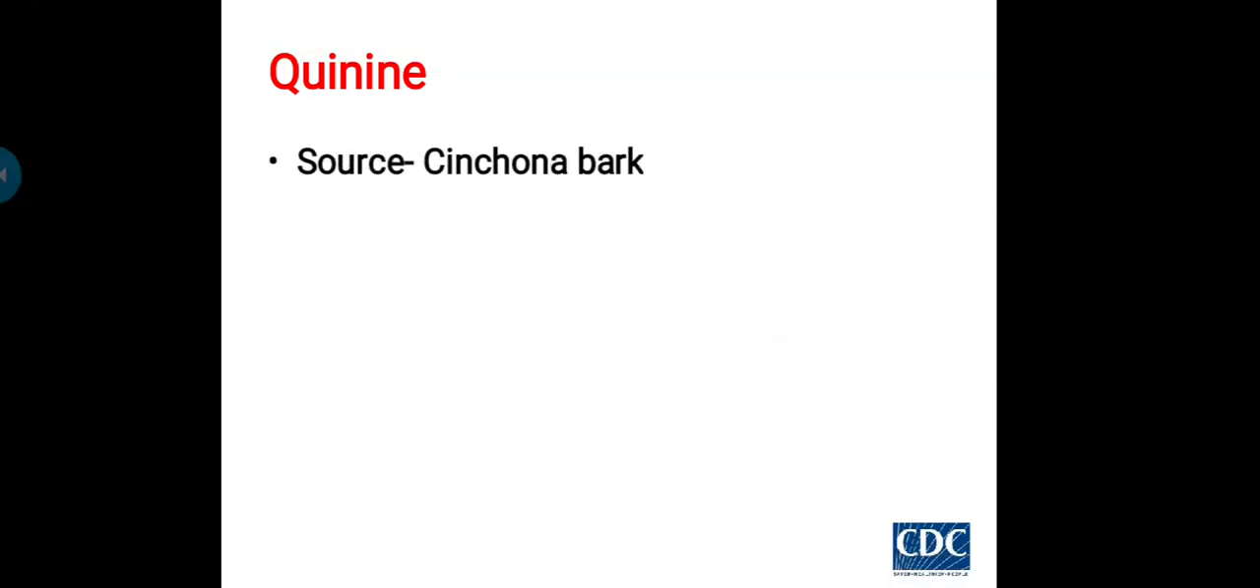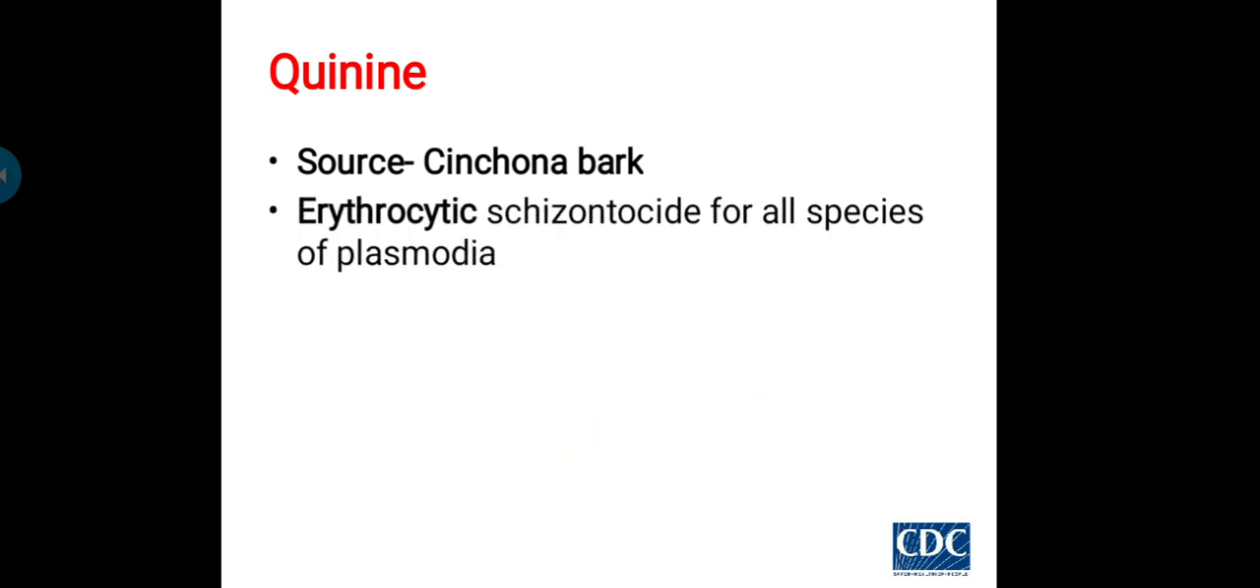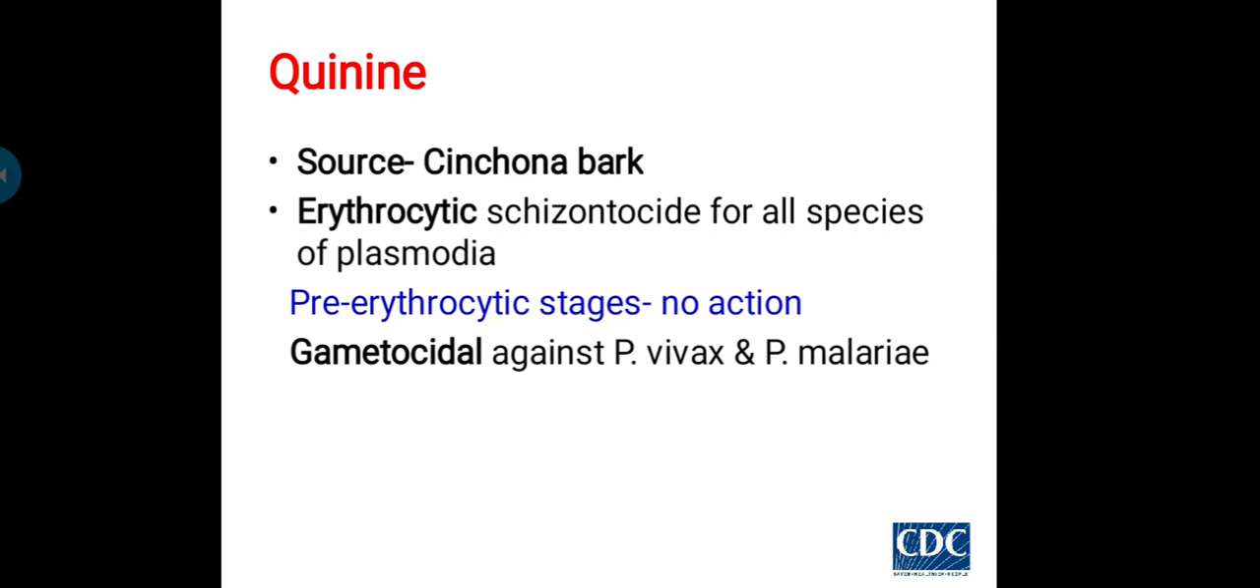Next, quinine. This is the oldest drug we have seen in the literature, and the source is cinchona bark, and it is also an erythrocytic schizonticide for all the species of Plasmodium. Pre-erythrocytic stage has no action. Gametocidal against Plasmodium vivax and malariae, plus primaquine for vivax malaria. So remember, quinine is not used alone in vivax malaria, falciparum malaria too. In the pre-erythrocytic stage, it has no action, so it has no effect on the hypnozoites. It has no effect on the prevention of relapse.